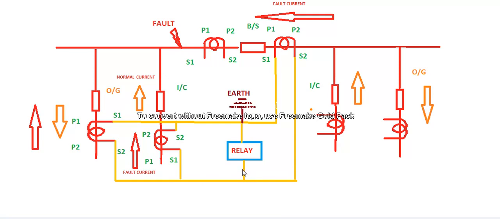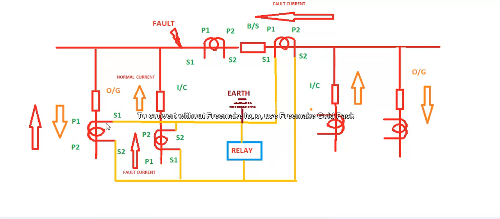In this case, how do we make a simulation of this function? Normally you can use a primary injection kit. Here we can make one connection, one end of the primary current here, and the other terminal here, or here, or here, anywhere. If you inject, normally the current flows like this and comes out from here. In this case the summation is 0, so there is no fault current in this relay.